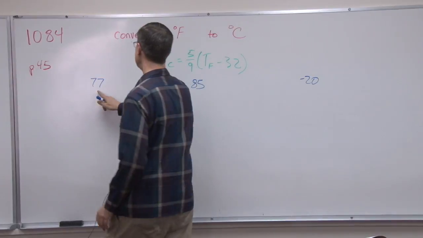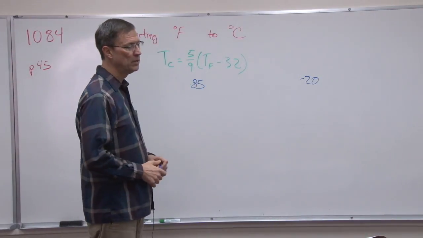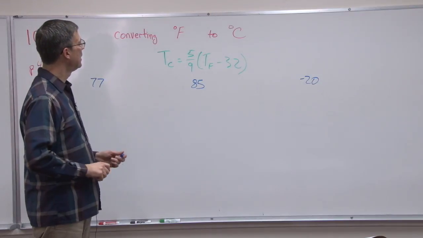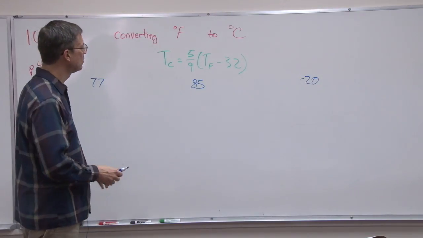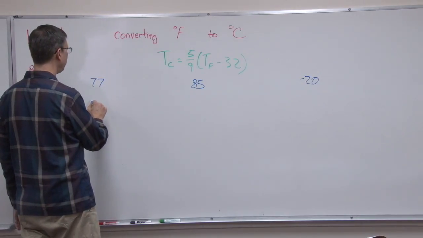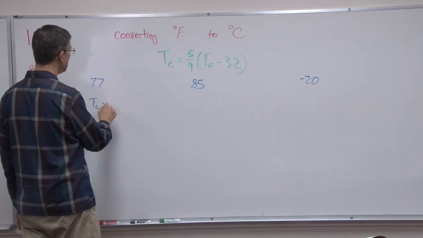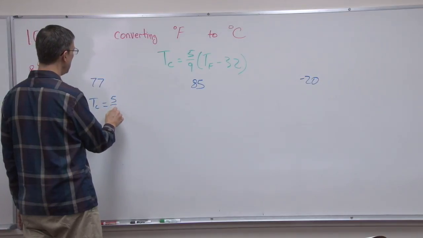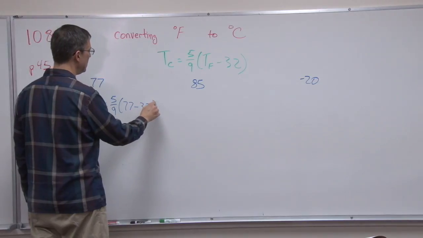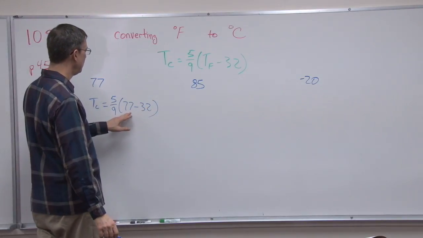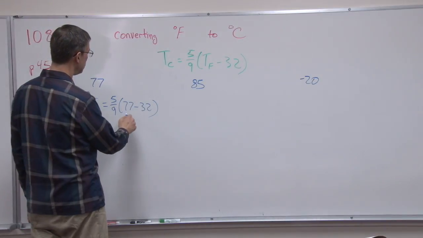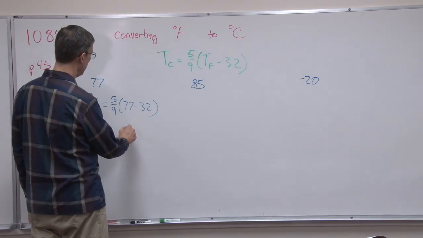I'm going to start with this temperature of 77. And this is one of the problems that you have for your homework on this page. And we'll kind of work through this together, all right, so that this will help you. I'm going to take the formula first of all. So the Celsius temperature is going to be 5/9 times 77 minus 32. Now what's 77 minus 32? All right, if we subtract, we would get 45.